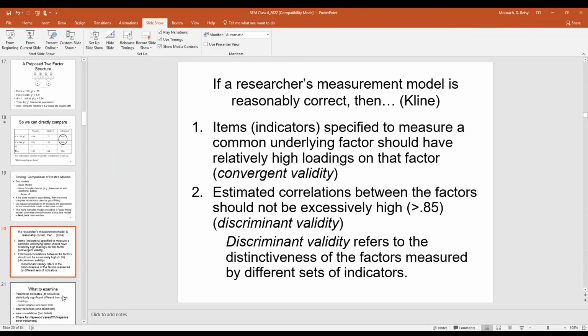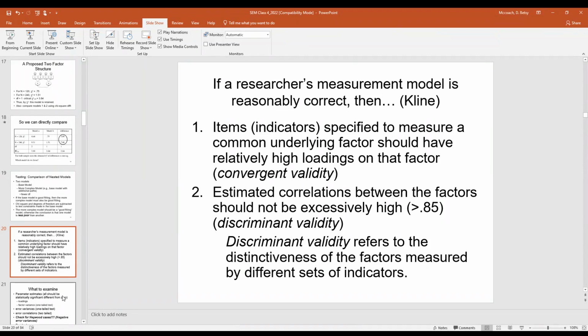This is sometimes referred to in the measurement literature as discriminant validity. I've put a greater than 0.85 here, but again, I don't think of this as an absolute benchmark. If your correlation between your factors is 0.84, everything's great, and if it's 0.86, everything's horrible, right? The way I think of it is, if the correlations between two factors are greater than about 0.8, I start to get worried.